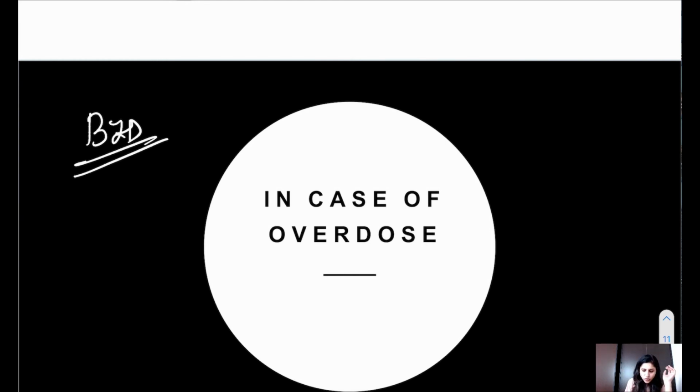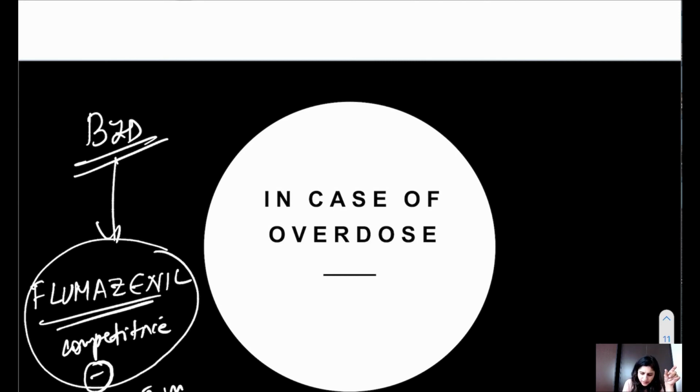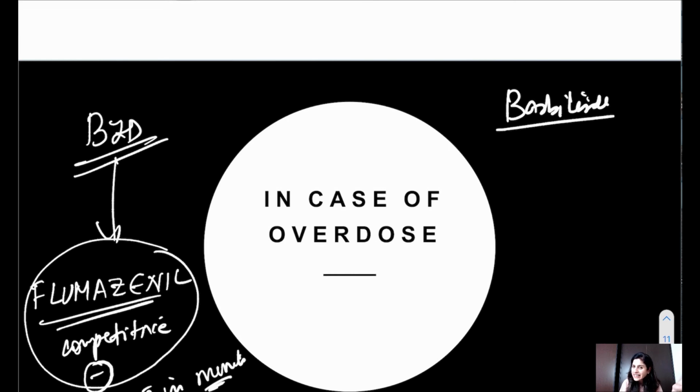But thankfully, we have an antidote for the overdose, and that is called flumazenil. Flumazenil is a competitive inhibitor of benzodiazepines. It will bind to the same receptor as benzodiazepines and not allow the benzodiazepines to act. So within minutes, it will reverse the toxicity.